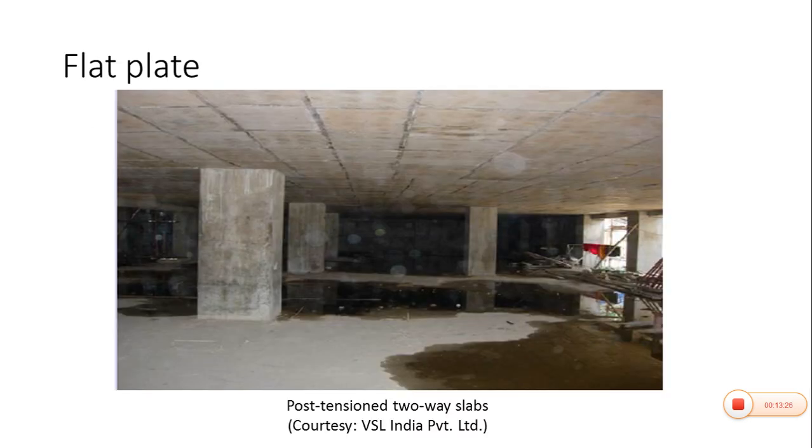Here we can see the example of flat plates. As per the definition we discussed, there are no beams. If we look here, we cannot see any beams. Also, at the top of this column we don't have any projected portion either. This is a single plate directly resting on the columns, and that's why we call it a flat plate.